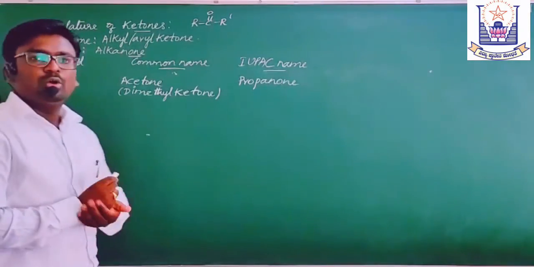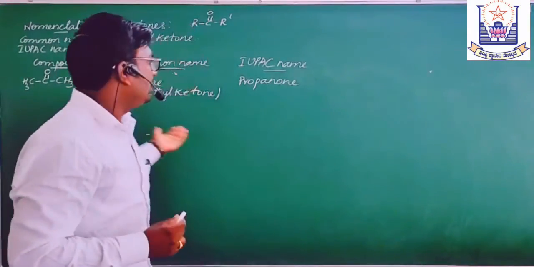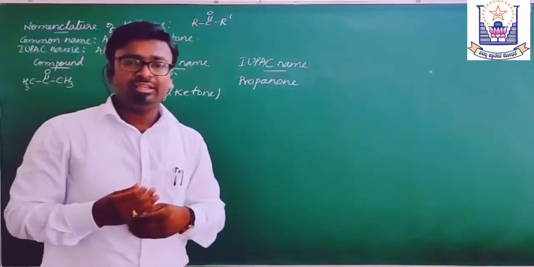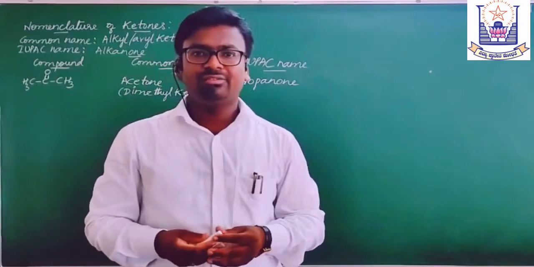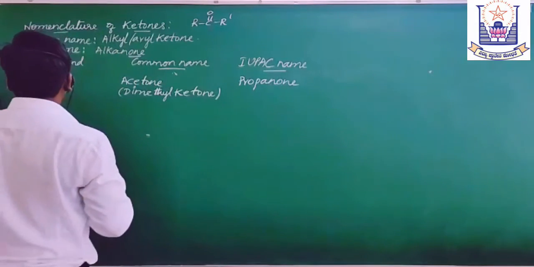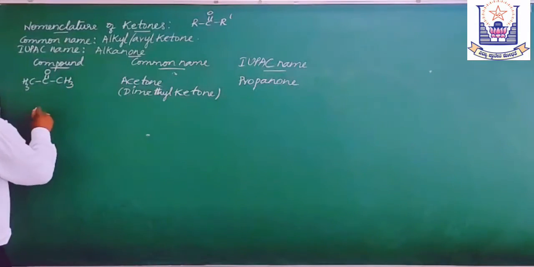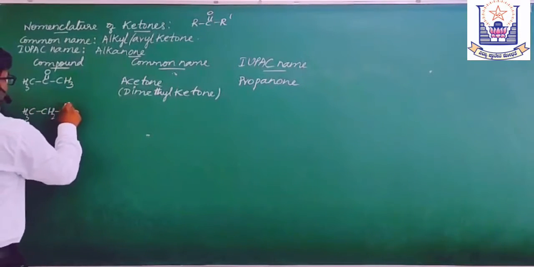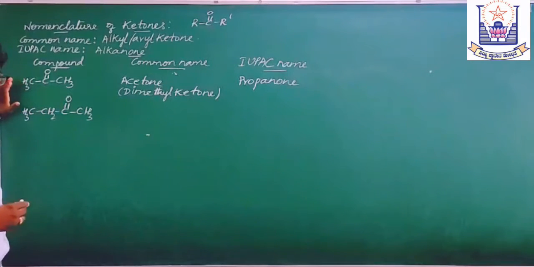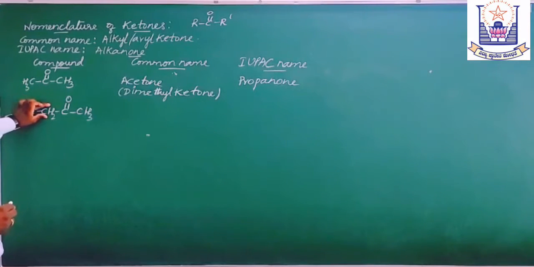Let us go for the homologous series of this. What is a homologous series? The structurally related compounds having the same functional group, same general formula, and differing by a CH2 group. That is CH3, CH2, C double bond O, CH3.